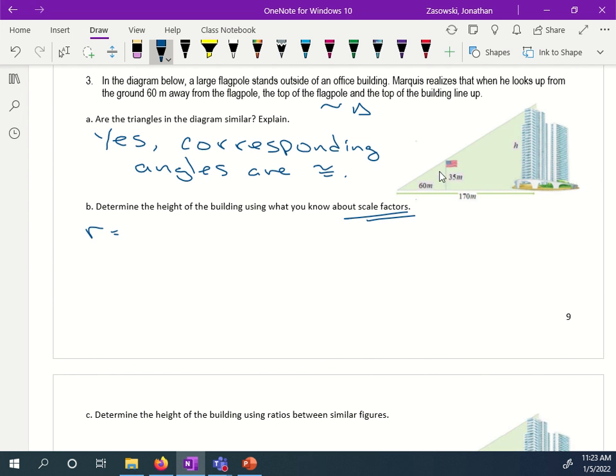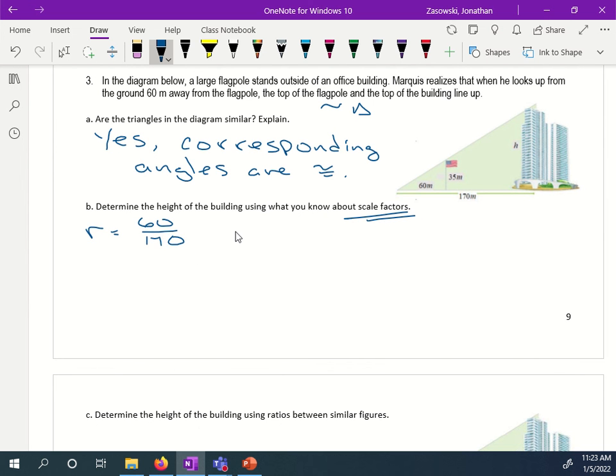So I have a 35 in the flagpole. Do I know the side in the building that corresponds with that? Nope. I have a 60. Do I have the same corresponding side here? Okay, so let's make a fraction. So 60 over 170, sorry.